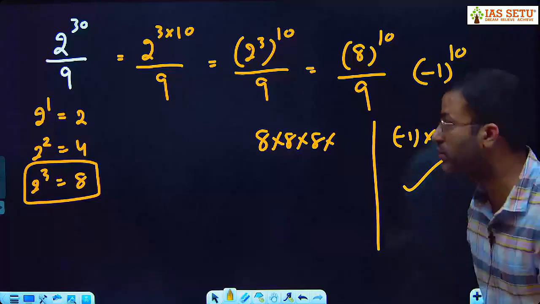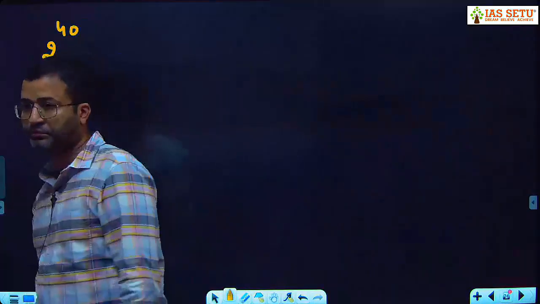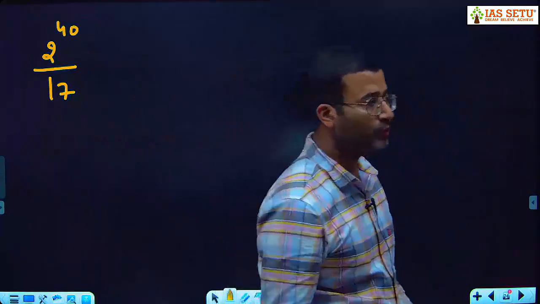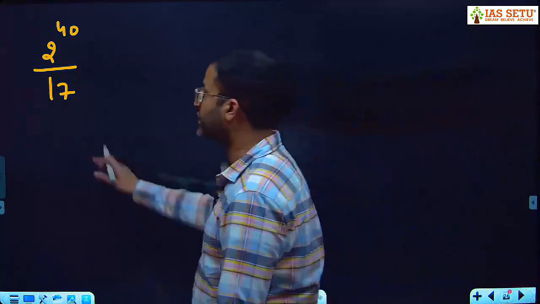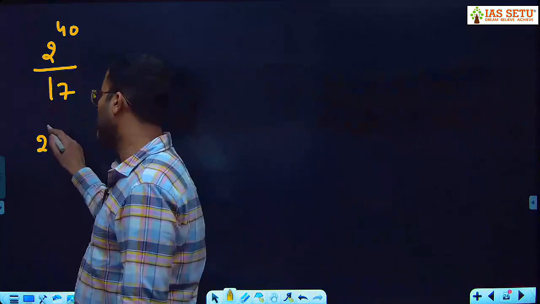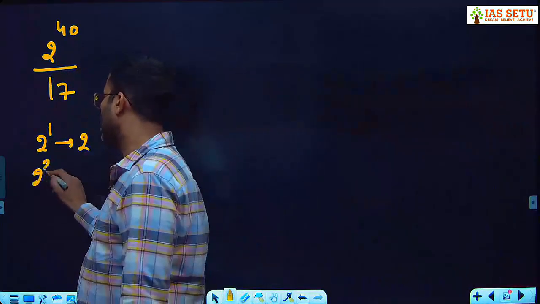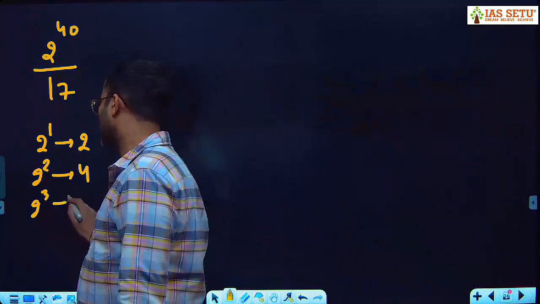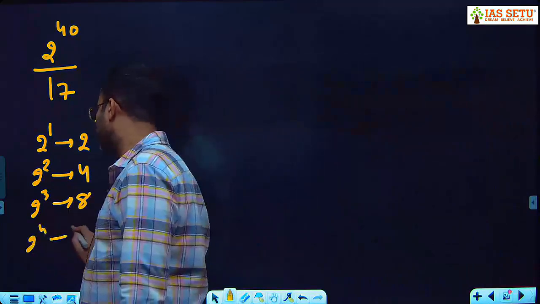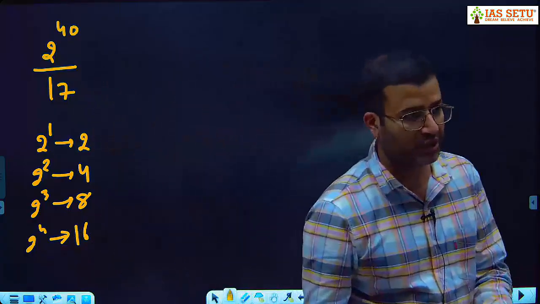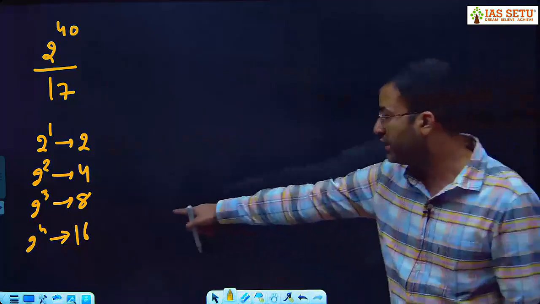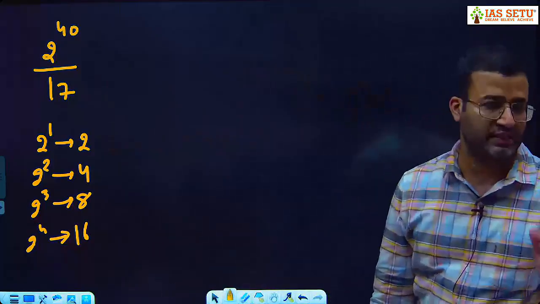Let us do some extra questions. 2 to the power 40 divided by 17. It is asked, if 2 to the power 40 is divided by 17, what is the remainder? So we will see powers of 2 near to 17. 2 to the power 1 is 2, 2 square is 4, 2 cube is 8, 2 to the power 4 is 16. Our first preference is 1 extra or 1 less. It is 1 less because it gives -1 as a remainder.